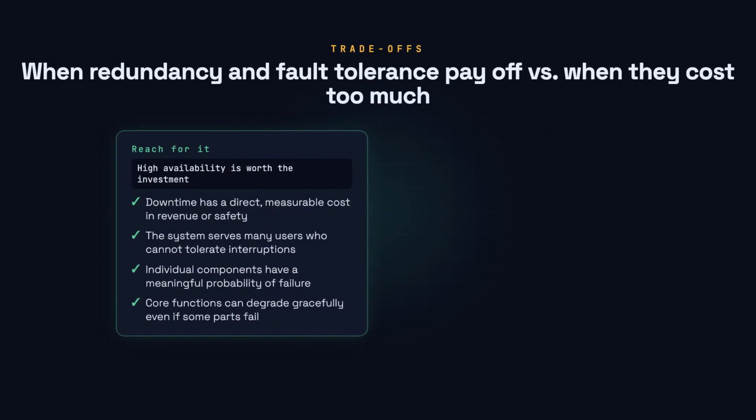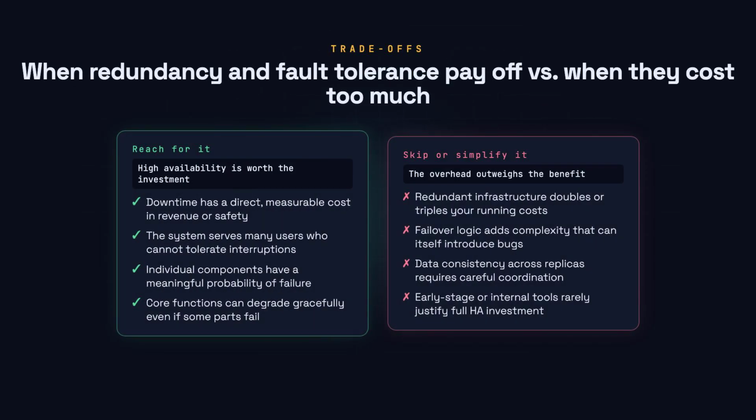Fault tolerance is not free. Running two application servers instead of one doubles that part of your infrastructure bill. Keeping a database replica in sync adds replication lag and consistency concerns you have to reason about. Failover logic is extra code that can itself have bugs. The decision comes down to one question. What does downtime actually cost you? For a payment processor or a hospital system, the answer is enormous. For an internal admin tool used by 3 people, the answer may be almost nothing.